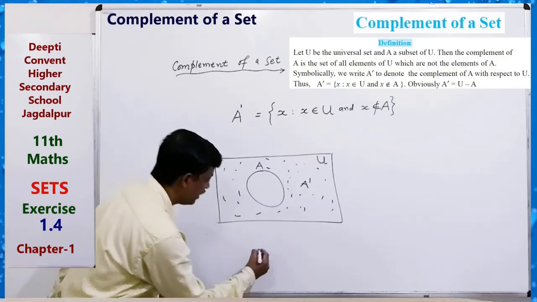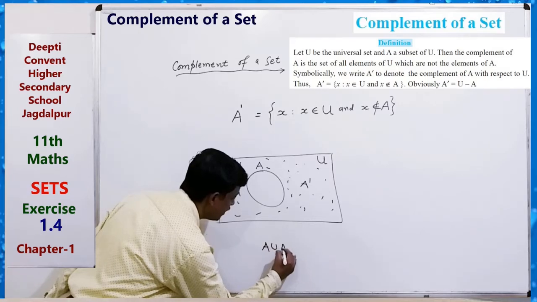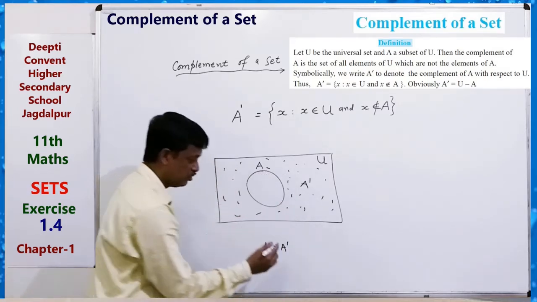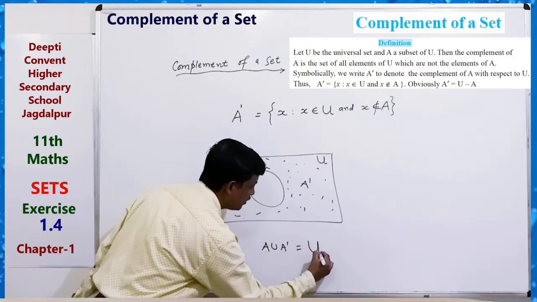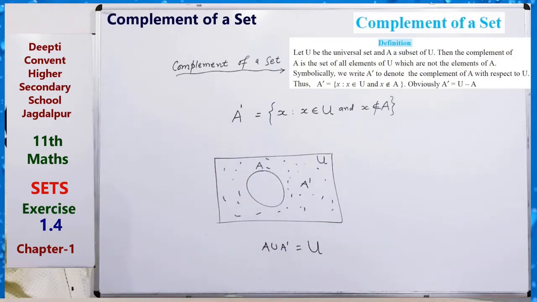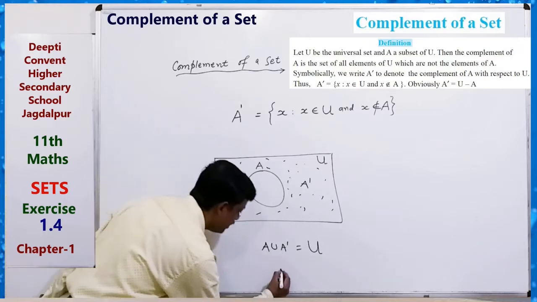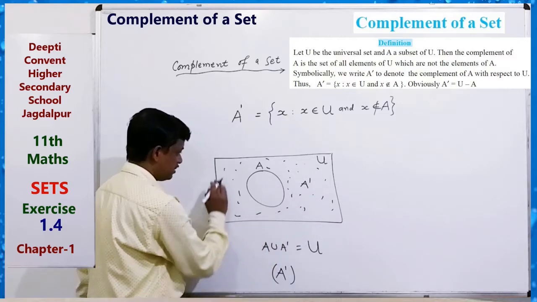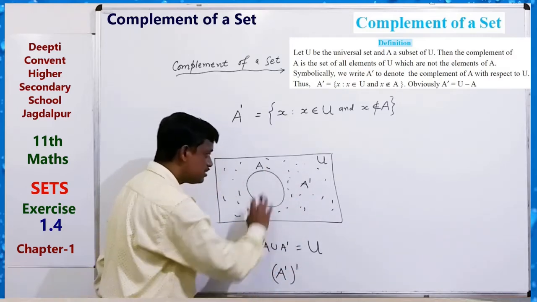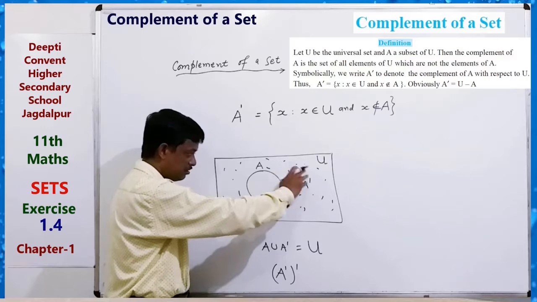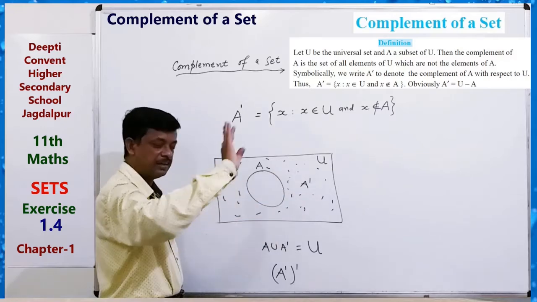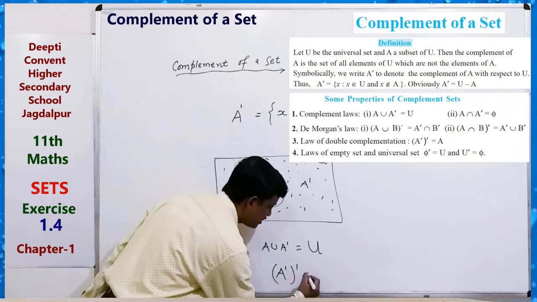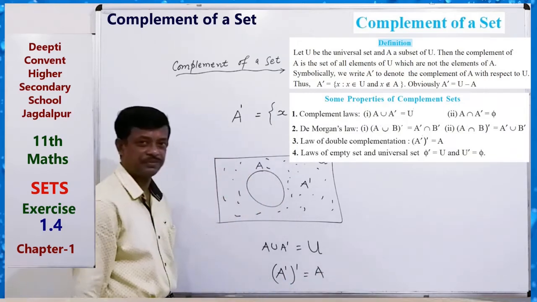From here it is clear that A union A dash, if we combine these two by union, then we get the universal set. Also it is clear that A dash dash, that means from the universal set this dash portion is deleted, then we get A. So A dash dash is equal to A also.